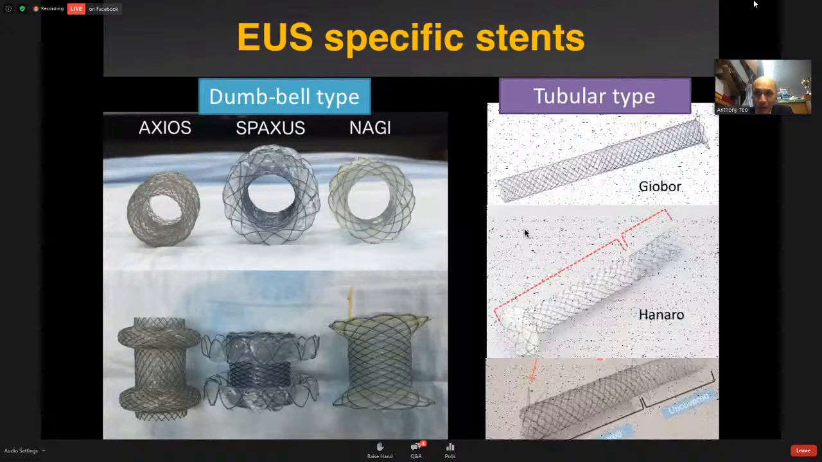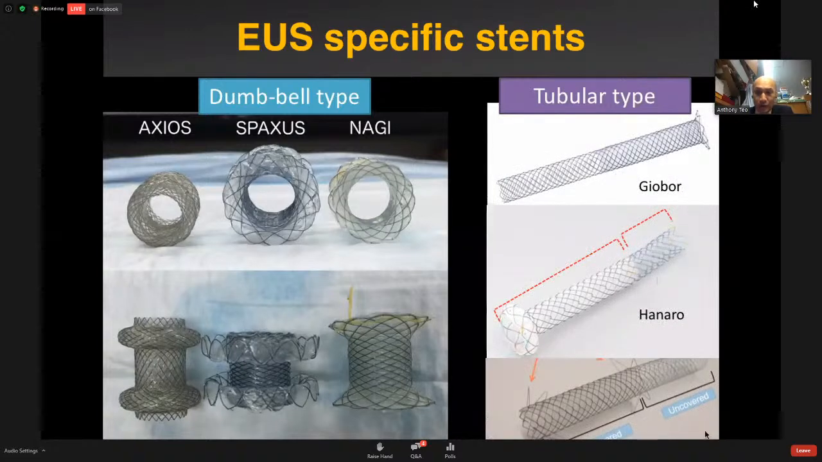Tubeless types of stents are also available for EUS drainage. These are mainly used for HGS or CDS. You can see these stents have a characteristic partially covered design. This part is uncovered, which allows the stent to anchor onto the liver, into the bile duct, and the covered side is to bridge between the liver, the bile duct, and the duodenum.